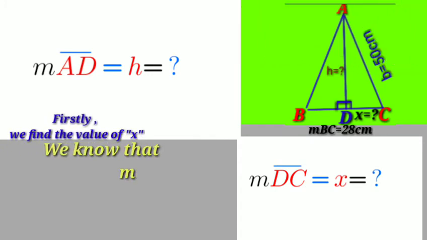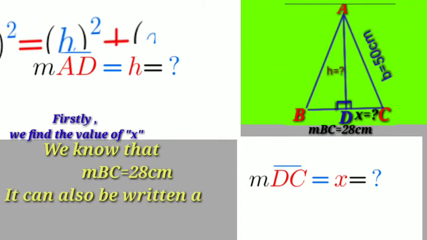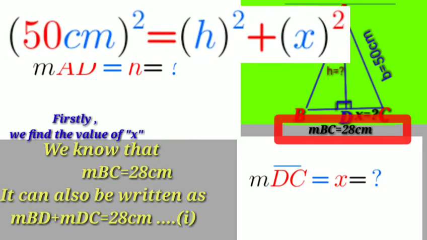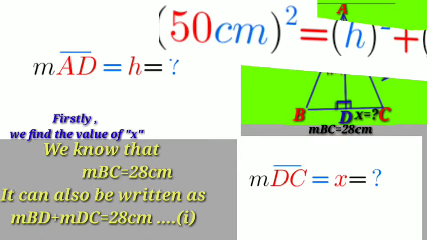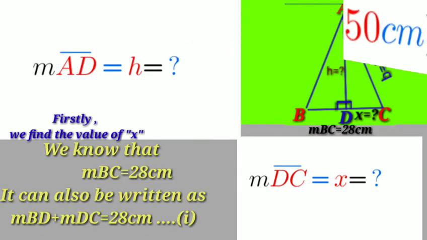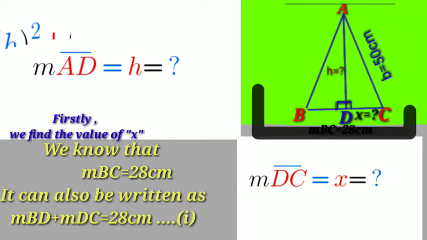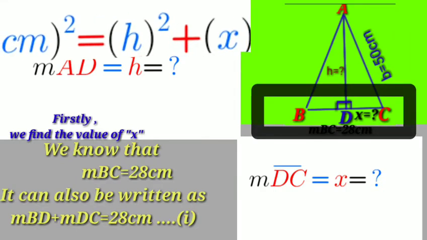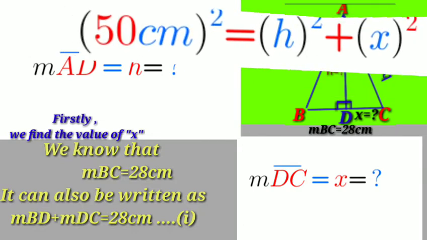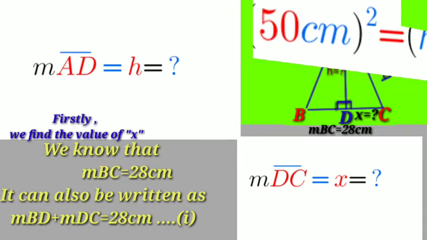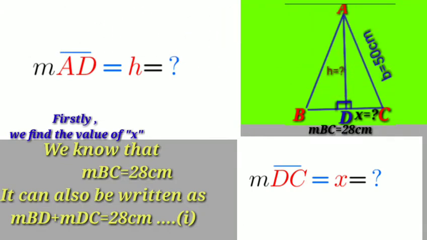We know that side BC is equal to 28 centimeters. It can also be written as side BD plus DC is equal to 28 centimeters, which is equation number 1.